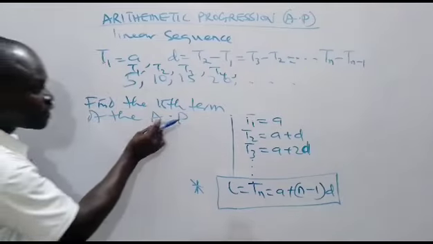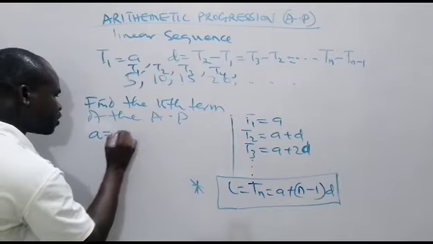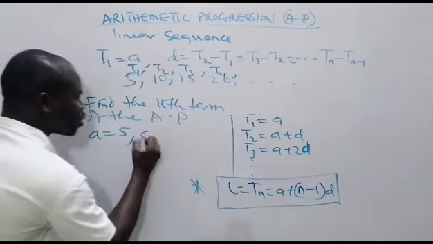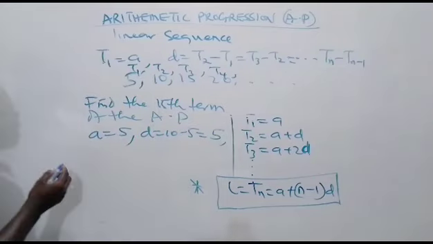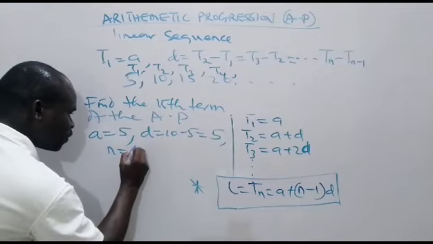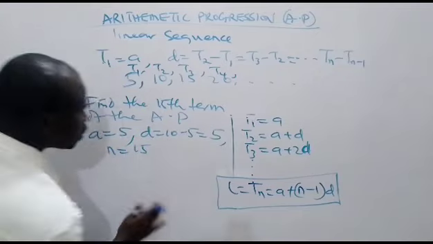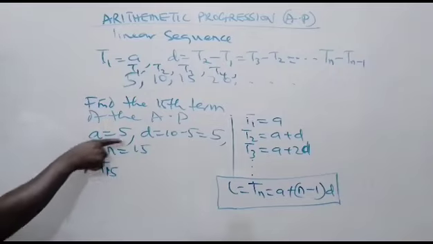If we are asked to find the 15th term, what do we do? In this question, we are given A as 5. We know the common difference is 10 minus 5, which is equal to 5. Then we want to find the 15th term, that is when n is equal to 15. So we want to find T15, the 15th term.